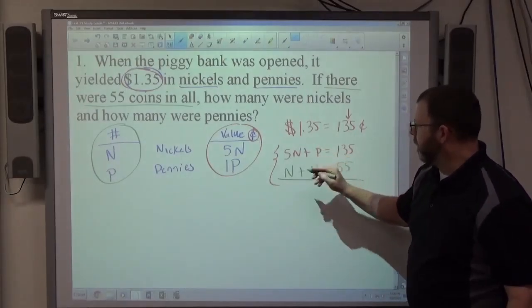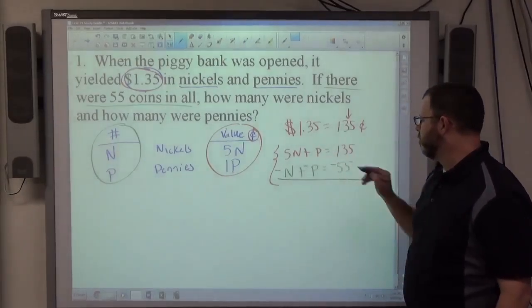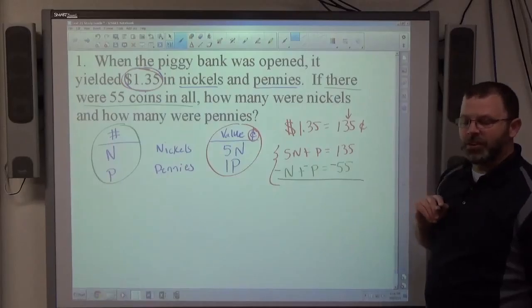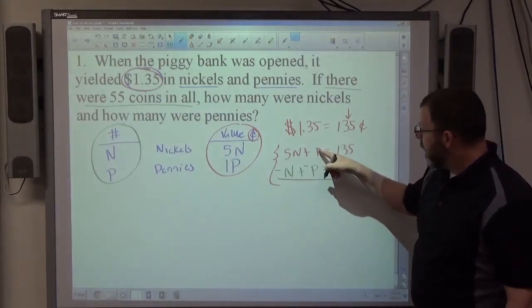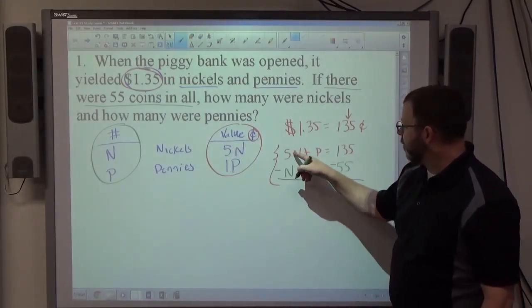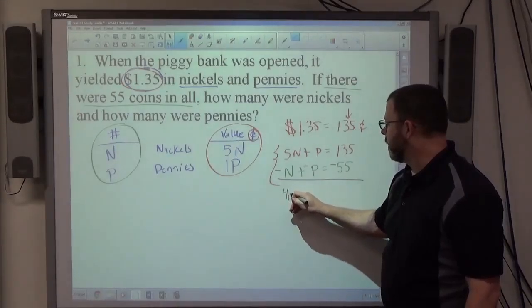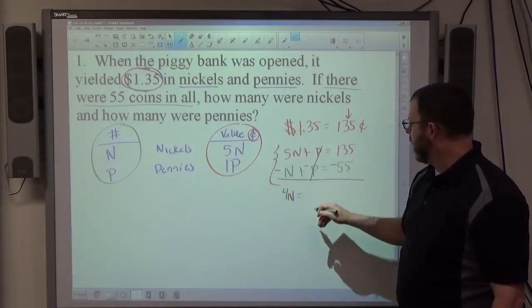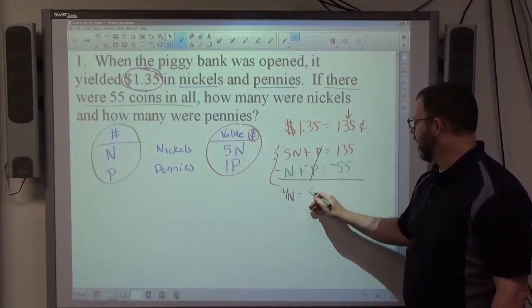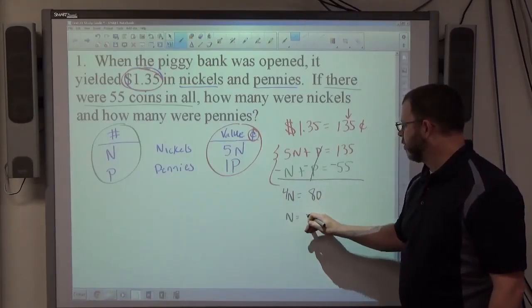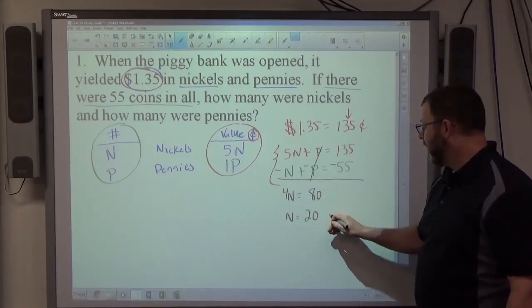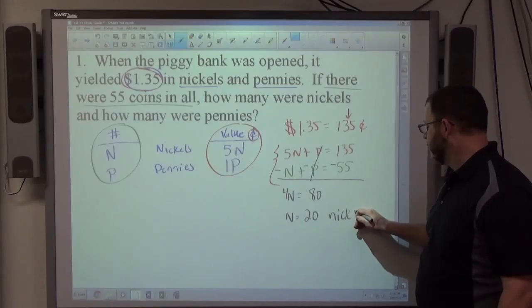This is p, so changing the signs in the bottom equation would be sufficient. I could just as easily change the signs in the top equation. The p's are going to cancel for elimination, so 5n minus n is 4n. P minus p cancels, 135 minus 55 is 80. We divide both sides by 4, we get n equals 20, and that's 20 nickels.